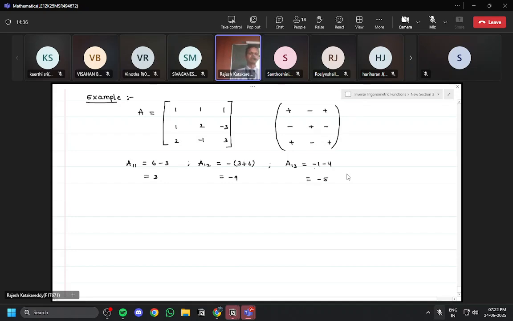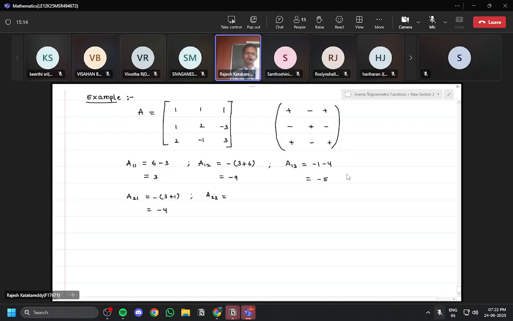So row 1 is done. Now row 2: if I am taking A21, deleting second row and first column, we have 3 plus 1, 4 as the determinant value, the minor value. We need to multiply minus 1 to this. So minus 1 into 4, deleting second row and first column, 3 plus 1, 4. Minus 4.